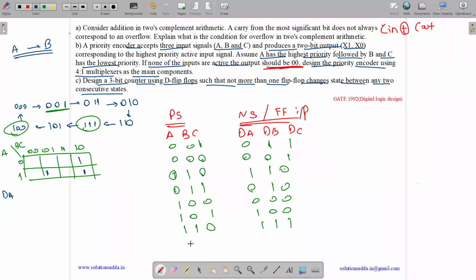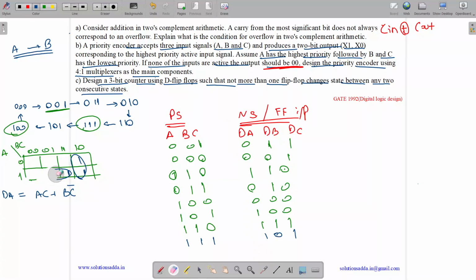Okay, and does DA have any other? Yes. What will be the value for 111? I guess we have missed 111. What's the next state of 111? 101. Okay, so we have missed 111. So for 111, it will also have 1. So this will be one mapping. This will be one mapping. So what will be DA? DA equals AC plus BC complement.